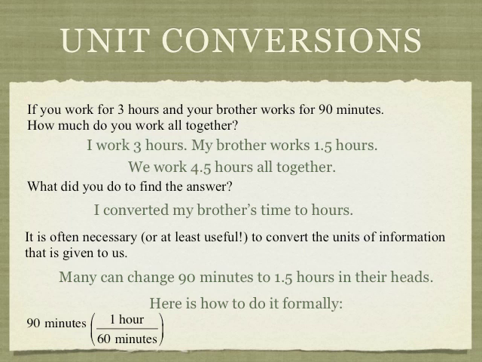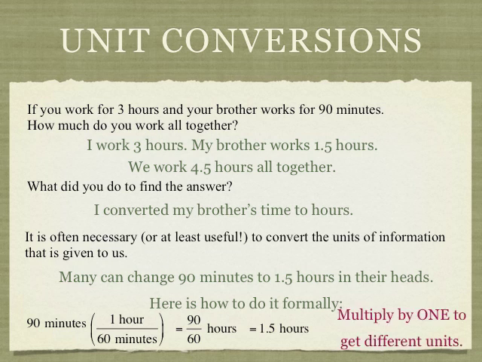The reason I chose that form of 1 is I wanted the minutes to cancel and I want to end up with hours. So I'd cancel the minutes and I'd end up with 90 over 60 hours, which is just 1.5 hours. That's how I know my brother works for an hour and a half.